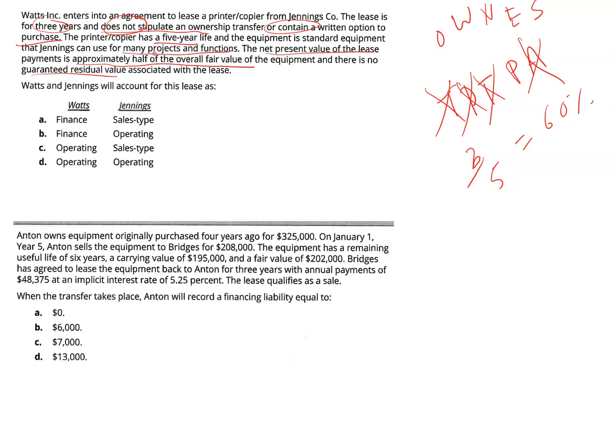Now present value: you don't need to calculate any present value. They gave you the information. The net present value of the lease payments is just half of the overall fair value. So it does not meet the present value test either. To meet the present value test, the present value of the lease payments should be at least 90% or more of the fair value of that asset. So that means it does not meet the finance lease, sales type lease, or direct financing lease criteria. So for both parties, it will be an operating lease. So the answer is D.